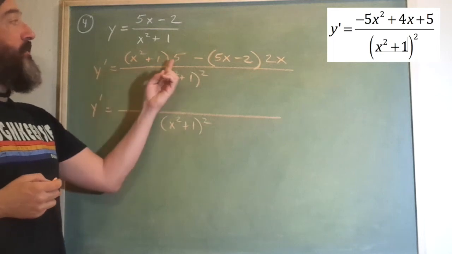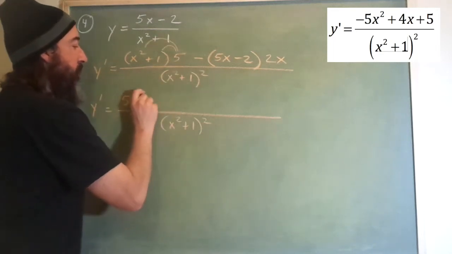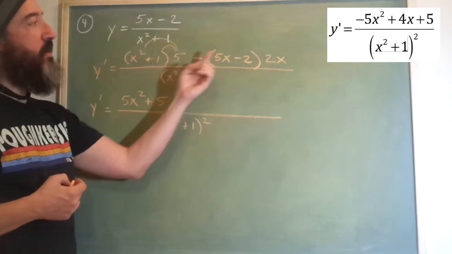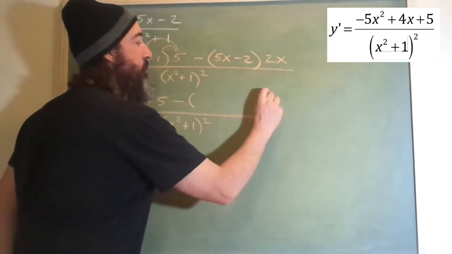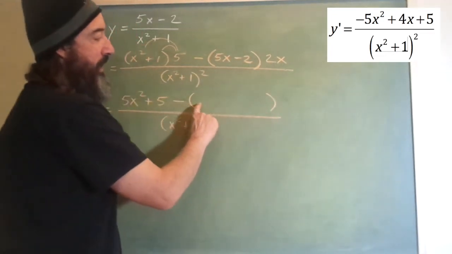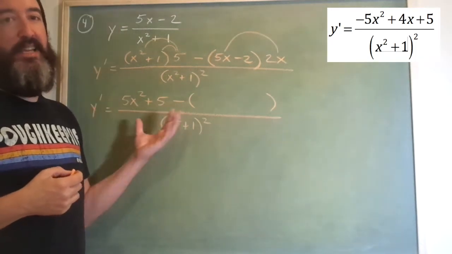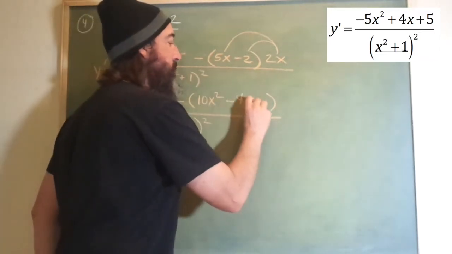Over here, I need to distribute this 5, which will give me 5x squared plus 5. Then I'm going to subtract what I get when I distribute this 2x. I'm going to subtract what I get when I distribute that 2x, so I better put what I get in parentheses. 2x times 5x is 10x squared, and of course 2x times negative 2 is negative 4x.